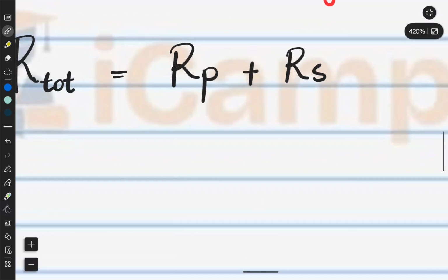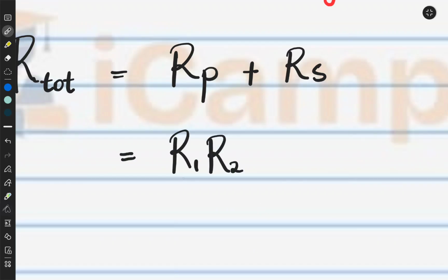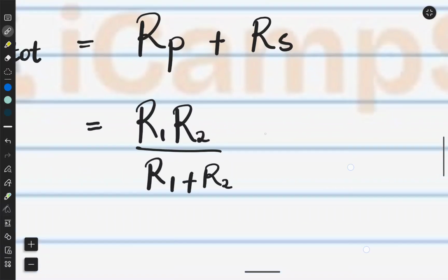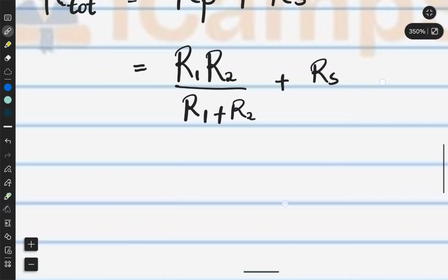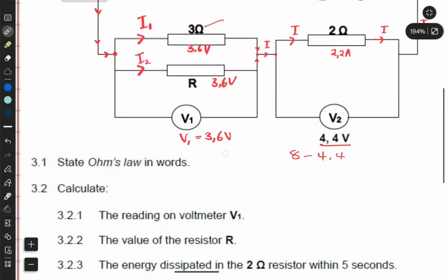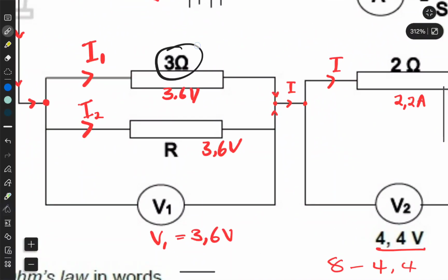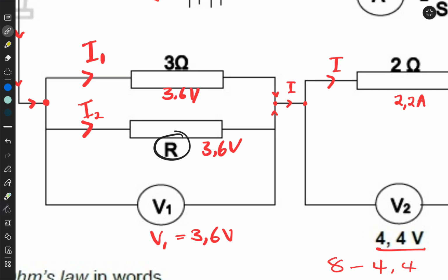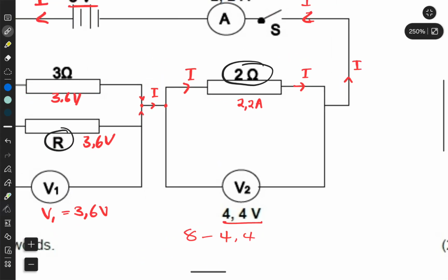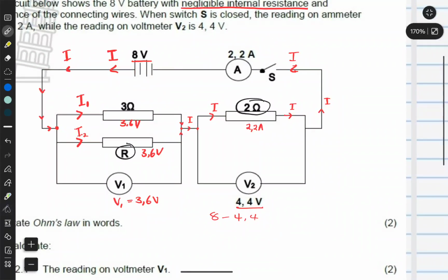Now what's the parallel combination? Since there are two resistors in parallel, we can simply say R1 times R2 over R1 plus R2. Now this formula is for the parallel combination, right? And for the series one, we can just say it's R series. Now let's sub in values. I have the 3 ohm connected to the R ohm. That's my parallel connection. Then I have this 2 ohm resistor connected in series with the parallel combination.